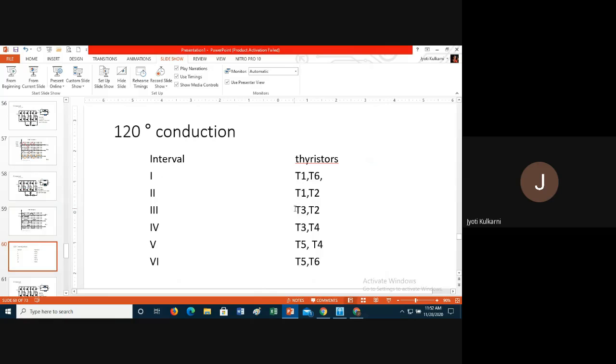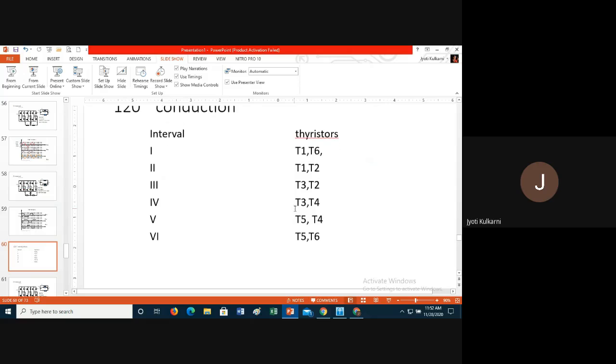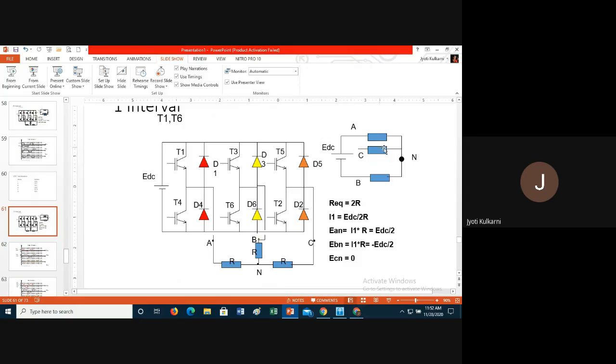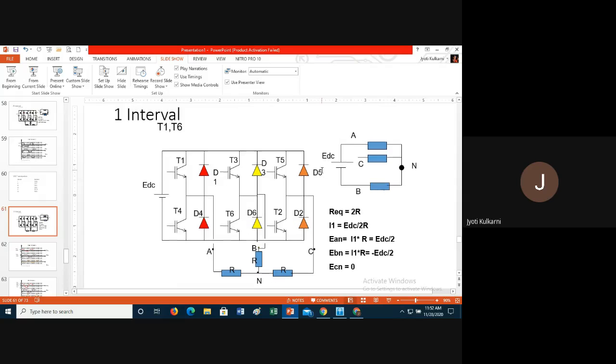But then what is the disadvantage? Because here only two devices are in conduction mode, the third branch of the load is always floating. It is open. See, if I am comparing the first interval in 120 degree conduction mode, I have only two devices, 1 and 6. Because of 1, A branch is in the circuit. Because of 6, B branch is in the circuit. But then C branch is not connected in the circuit.